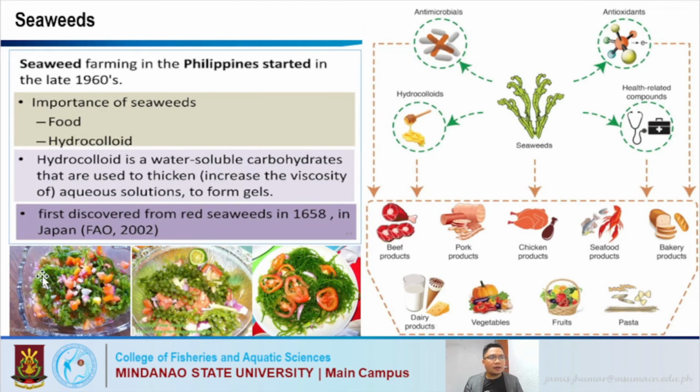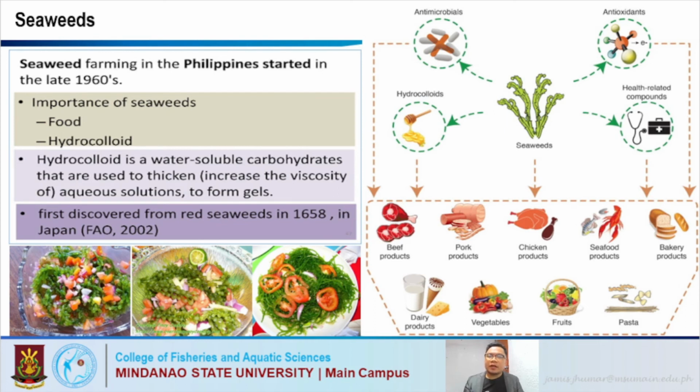And then with regards to the aquatic plants, the seaweeds, farming of seaweeds in the Philippines started in the late 1960s. The importance of seaweeds is that some people, or most people, enjoy them as food, like lato, guso, etc. And seaweeds are also very popular for their hydrocolloids; they are a source of hydrocolloids.